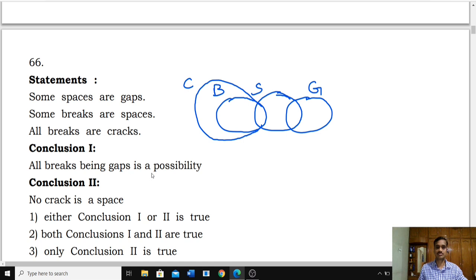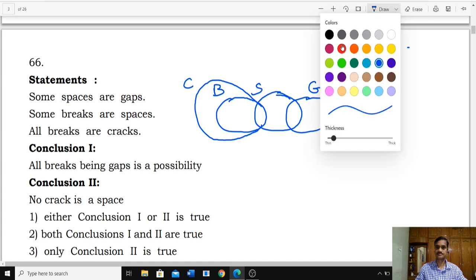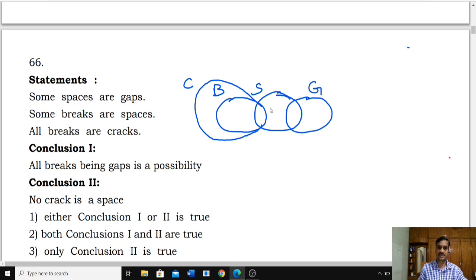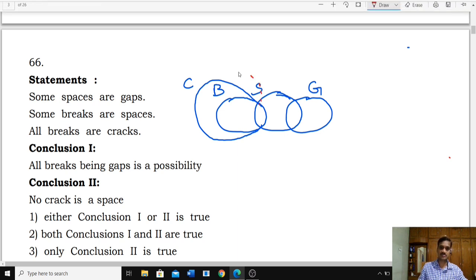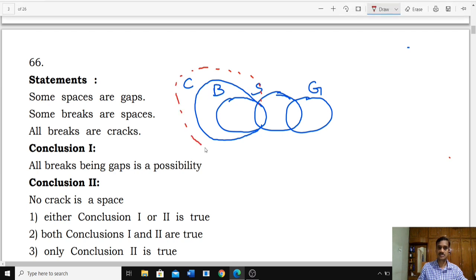Now first one, it is a possibility. All breaks are gaps is a possibility. This entire break can be gaps or not. Tell me whether we can draw these gaps like this or not. All breaks are gaps. All these breaks are a part of gaps or not? Yes. And is it possible to draw like that or not? Yes. And the first conclusion is definitely true. It is a possibility, hence it is true.